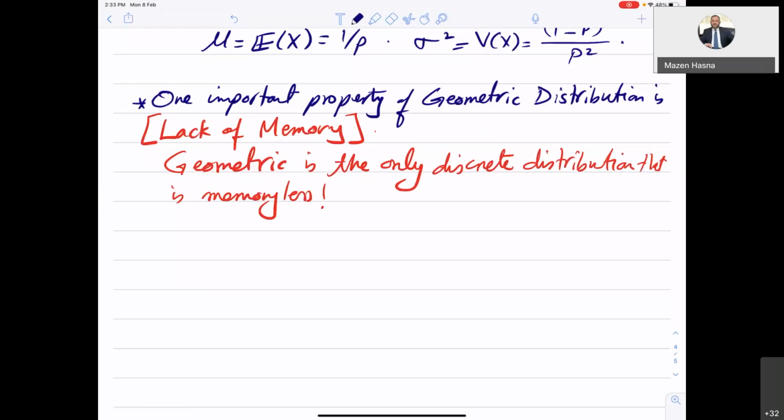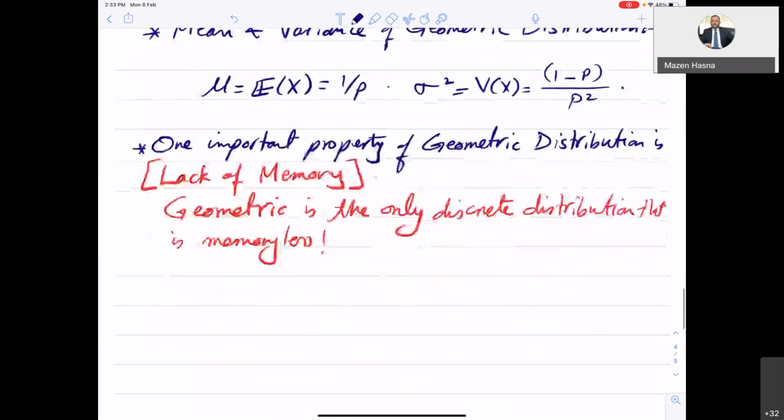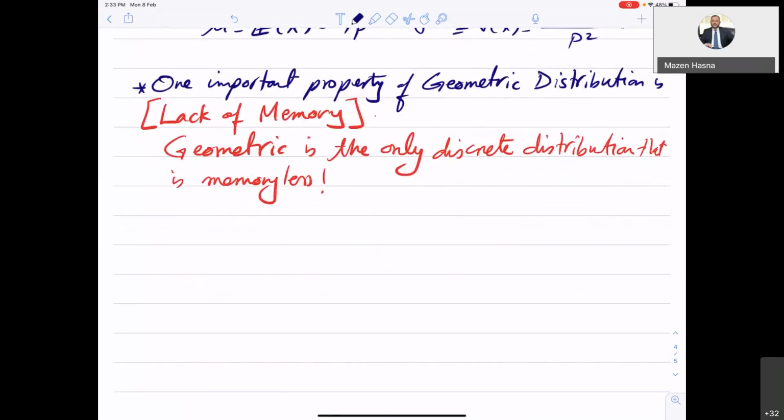Someone is saying did not understand. We'll come back to point 2. I'm not sure what point 2 you are talking about, but we can come back to it. Let me finish this. At the end, we can come back to it.